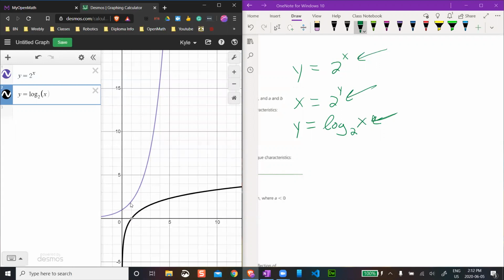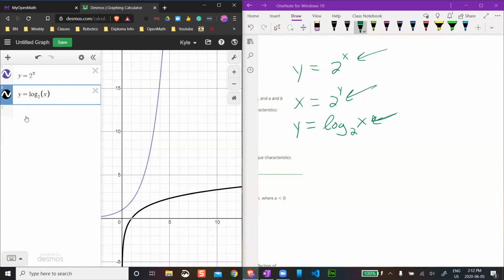Can you see now that we had 1, 2 on the original, and now I should have the point 2 comma 1, and there it is right there, right? 2 comma 1 on the other one. So that point is reflected. And what's it reflected around?